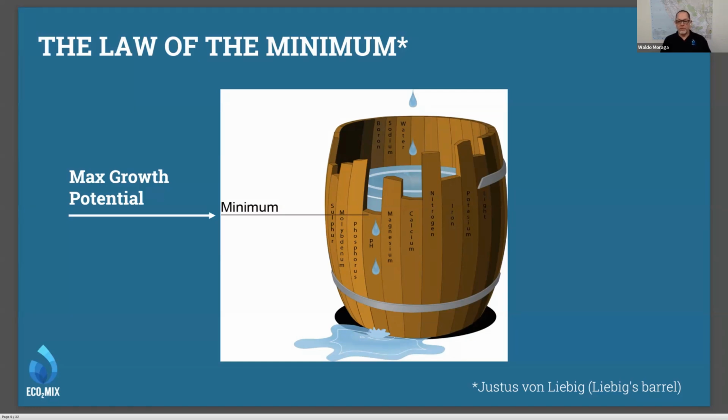So it doesn't matter if you have all the rest of the staves, the planks of the barrel, up to the top. You are only going to be able to fill the barrel with water up to the top of the lowest, or the limiting, factor that you have. In this case, pH, or if the pH is not the right one, less calcium, or you don't have iron. If you don't have everything up to the top, the potential of your crop is not going to be the right one, or you're not going to get the maximum potential from the crop.